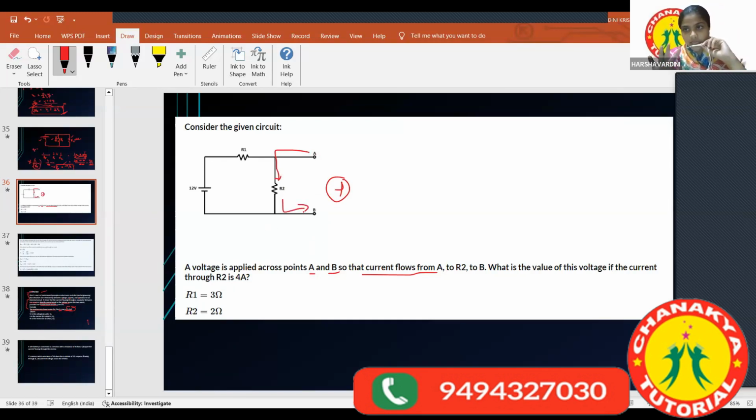Listen very carefully. They are applying the voltage across points A and B, so that the current flows from A. From A, the current starts to flow, and then from A it reaches R2, and from R2 it ends up in B. Understood? Up to this, have you all understood? Yes, ma'am.